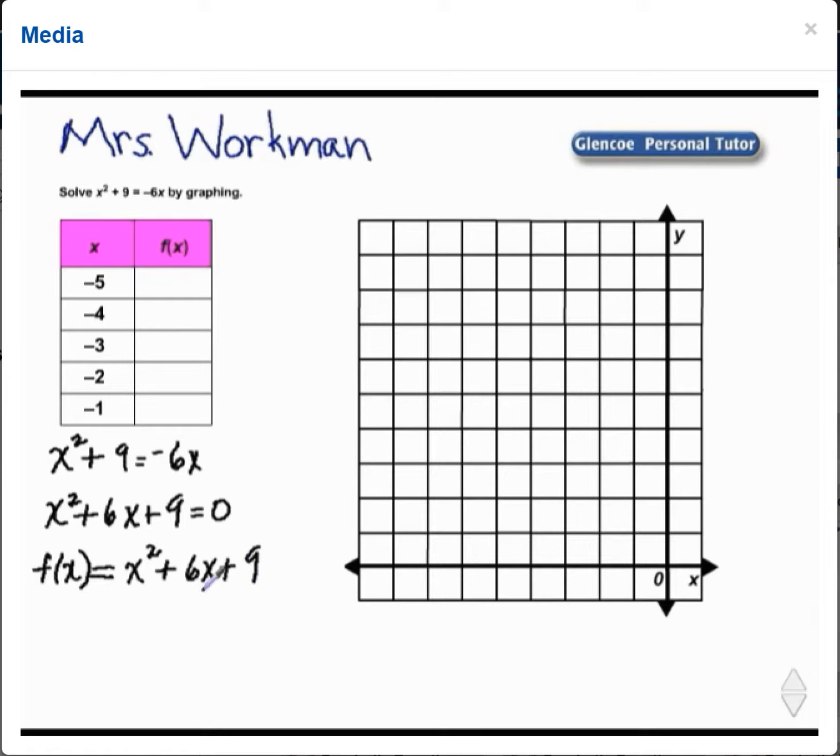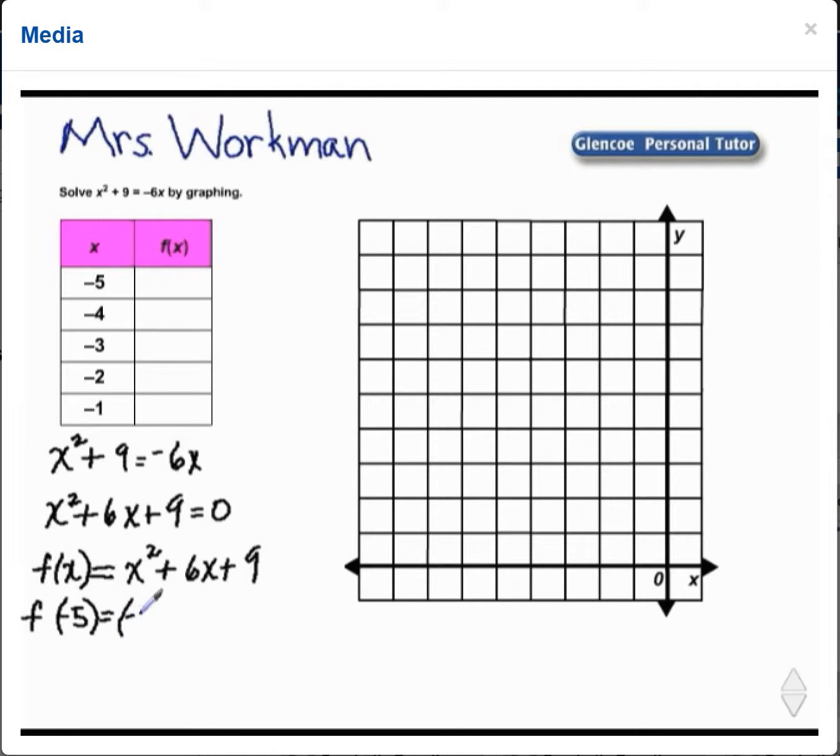We're going to graph this function by selecting values of x. I've selected negative 5, negative 4, negative 3, negative 2, and negative 1. We'll find the corresponding y values or f of x values, and that will give us ordered pairs, which we'll then plot on the given grid. So let's start by finding f of negative 5. In other words, what's the y value when the x value is negative 5?